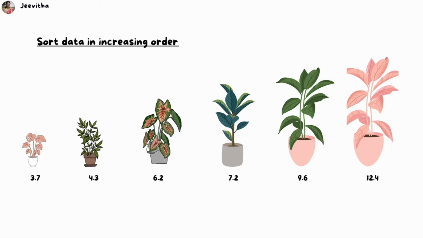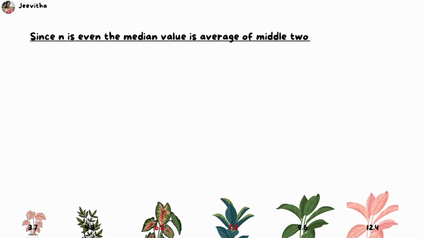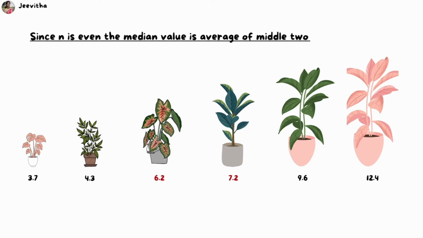Alright, once you sort the data, now you have to decide, based on whether you have an even number of observations or an odd number of observations, how to find the median value. So since n is even, the median is the average of the middle two. That is, just take the average of 6.2 and 7.2, add them and divide by 2. We're going to get the median value as 6.7.